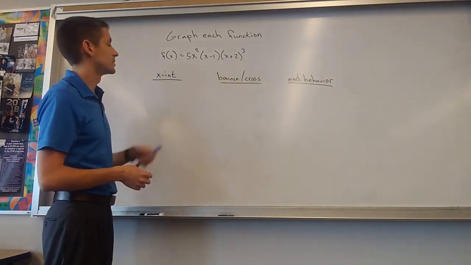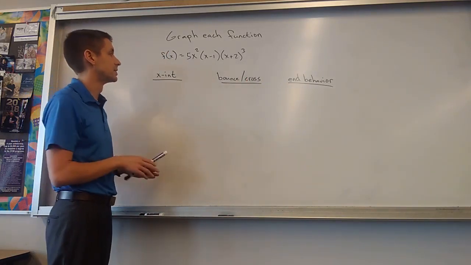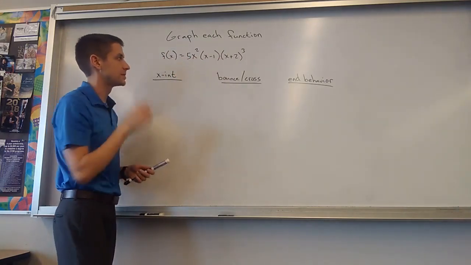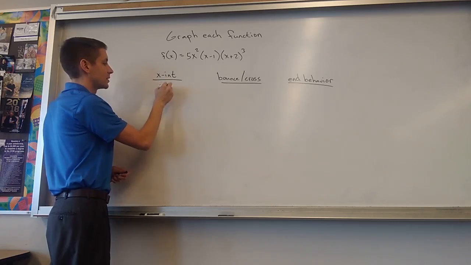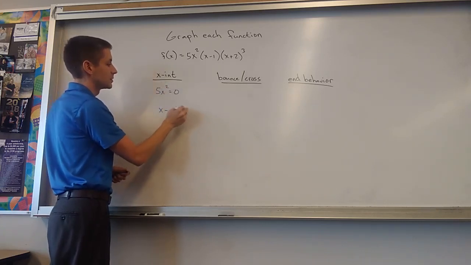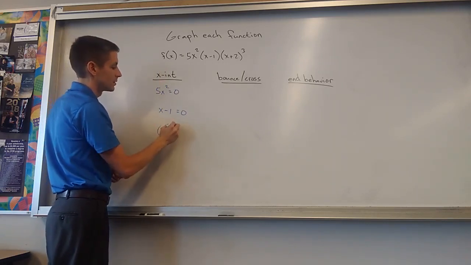So let's start with the x-intercepts. To find x-intercepts, we're going to set the function equal to 0 and then go term by term and find what those zeros are. So here I can say that 5x squared could equal 0. I could say that x minus 1 could equal 0, but I could also say that (x plus 2) to the third could equal 0.